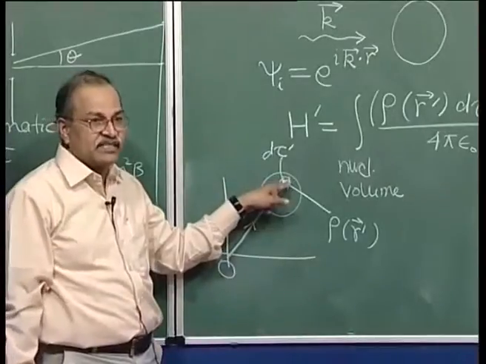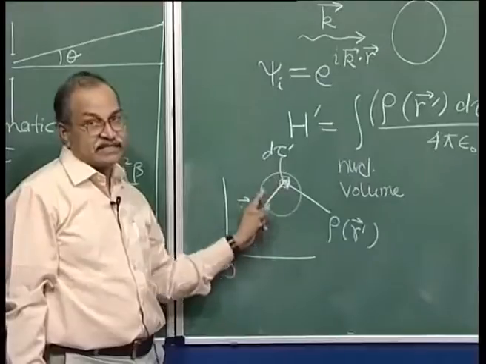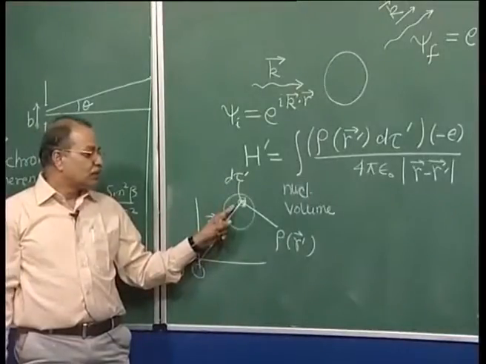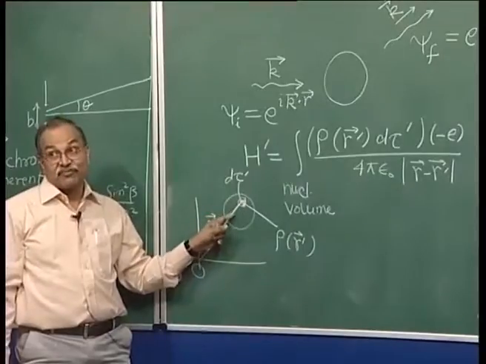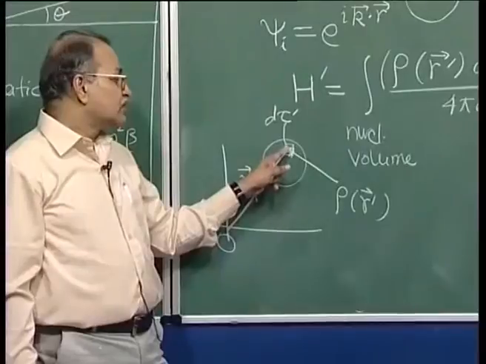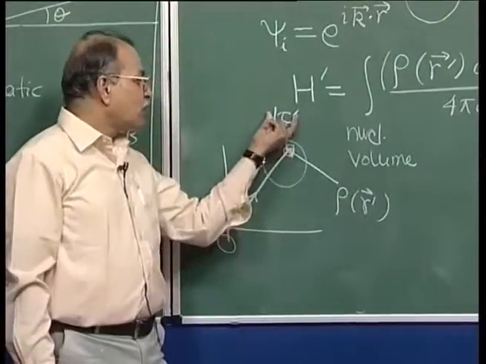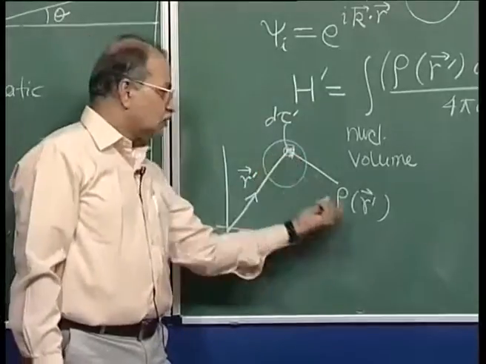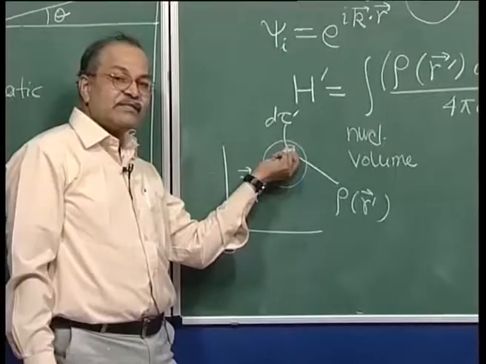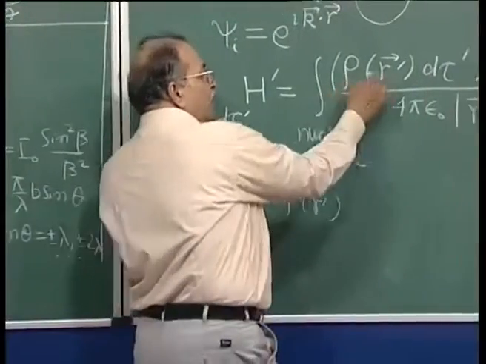nucleus is positively charged and the charge is distributed in this whole size, in this whole sphere. In what fashion, that one has to look, not necessarily uniform, that we are trying to investigate what is the distribution. So, charge density here is rho at r prime, d tau prime is the small volume. So, rho into d tau prime is the charge of the nucleus in this small volume. So, that is this part rho r prime d tau.